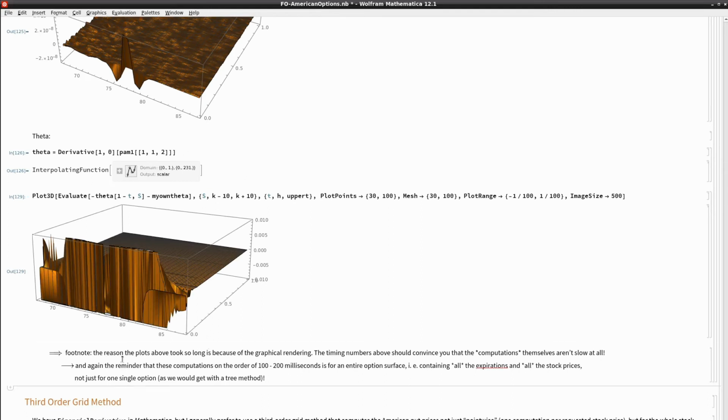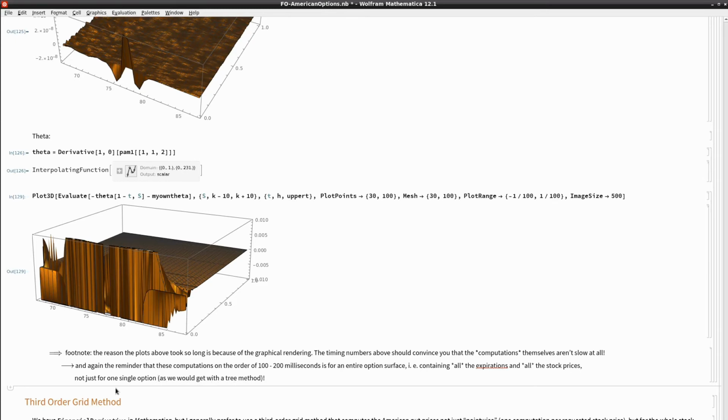So I want to give a footnote. The reason the plots above took so long is because of the graphical rendering. The timing numbers above should convince you that the computations themselves aren't slow at all. It was really time spent mostly on the graphical rendering. And again, I give you a reminder that these computations on the order of 100 to 200 milliseconds is for an entire option surface. That means containing all the expirations and all the stock prices, right? Not just for one single method as we would get with a tree method.